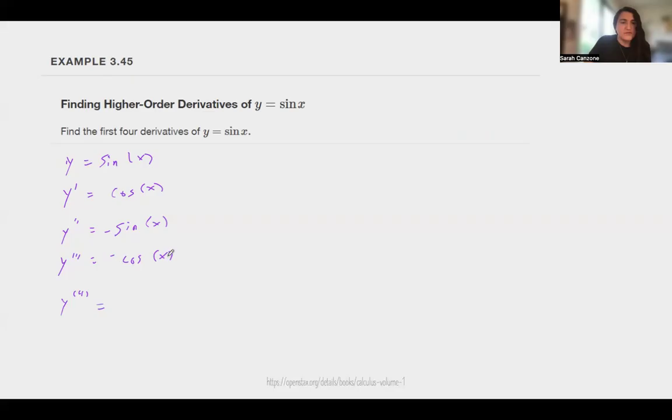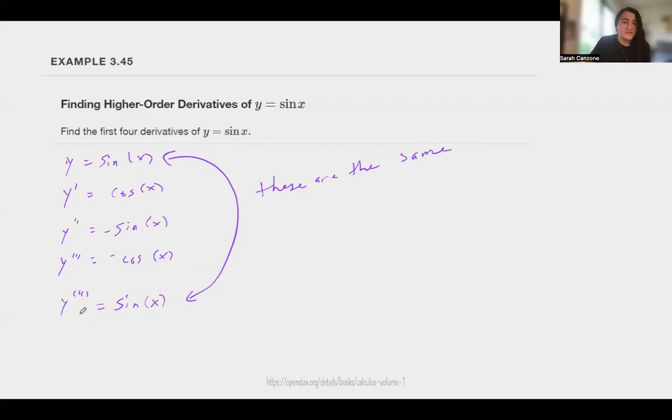So now we know the derivative of cosine is negative sine. But if we already have a negative, a negative times a negative is positive. So this is sine of x. All right, what we notice is these are the same.